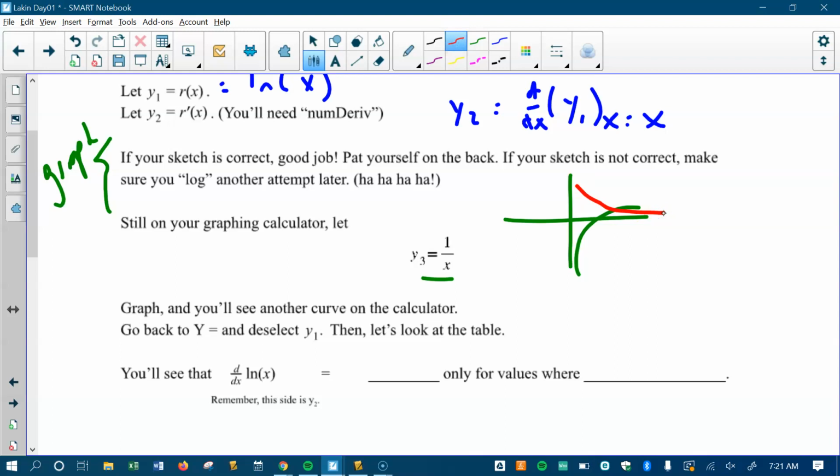That's what green is, y1, red is y2. Now it says y3 equals 1 over x, and go back to your y equals and deselect y1, which means that now y1 should no longer be seen.